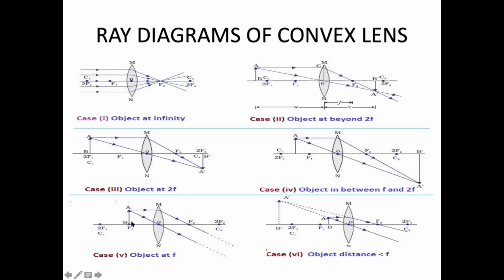Now keep the object at focus, that is F. What will happen? Apply rule number 1: the ray of light parallel to the principal axis will pass through the focus. The ray of light passing through the optical center goes straight. What will happen if we let them move ahead? They will meet at a distance. So when the object is at focus, the image is formed at infinity. At infinity, the image is formed at focus.